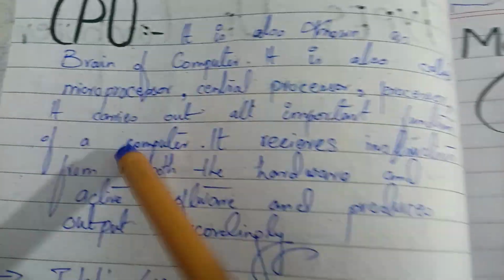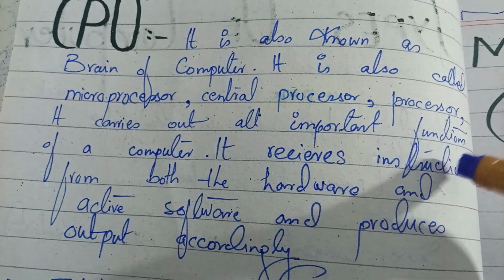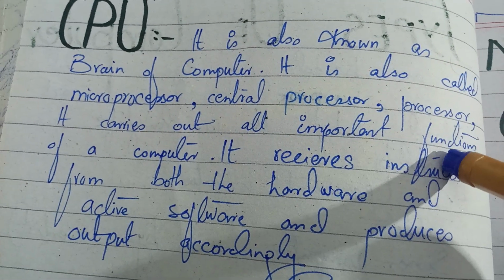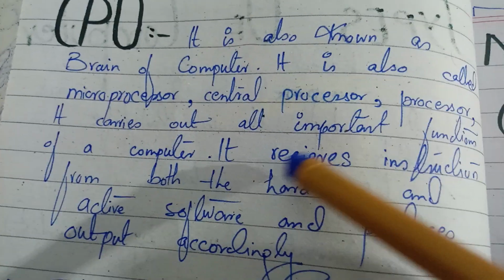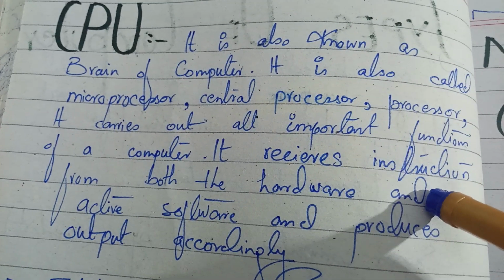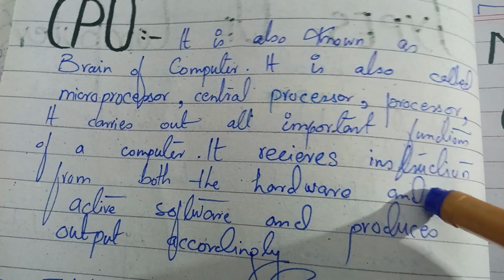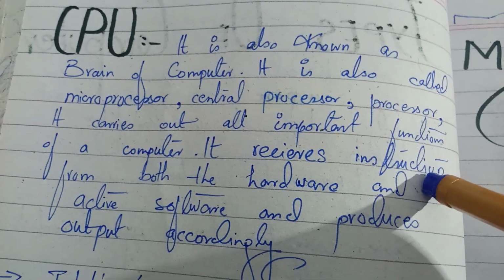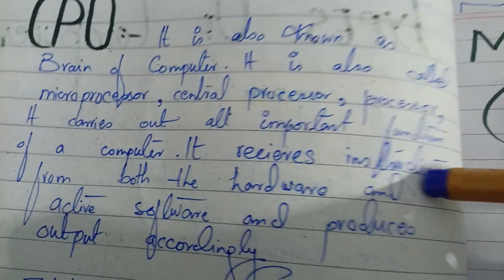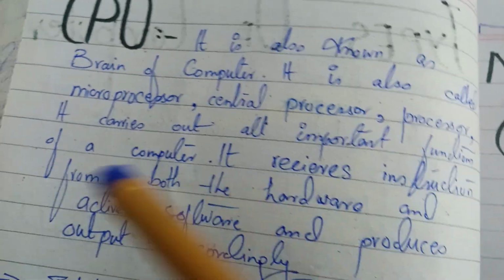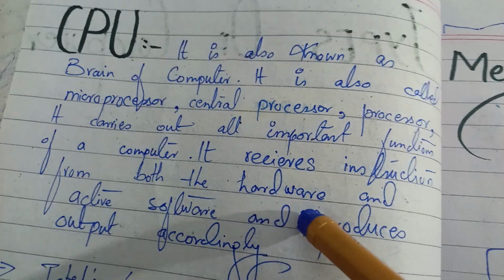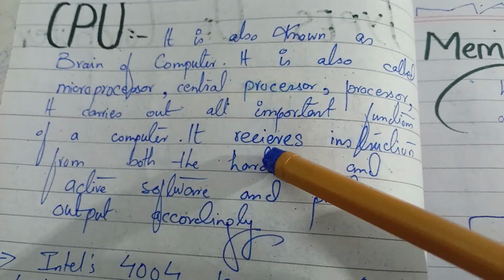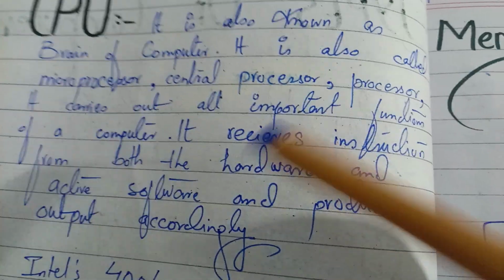It carries out all important functions of a computer. It receives instructions, meaning raw data. Raw data is input. I hope you understand. It receives them from both the hardware and active software. I told you in the last video what instructions, hardware and software are.